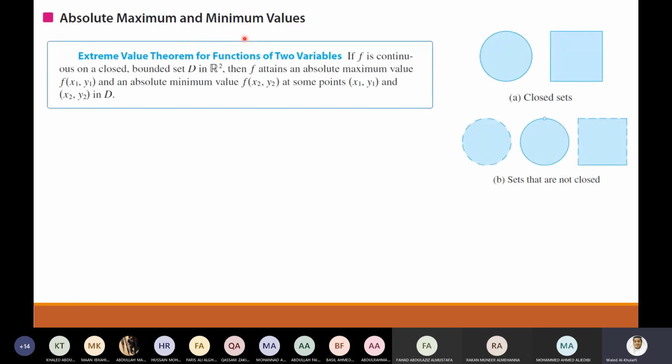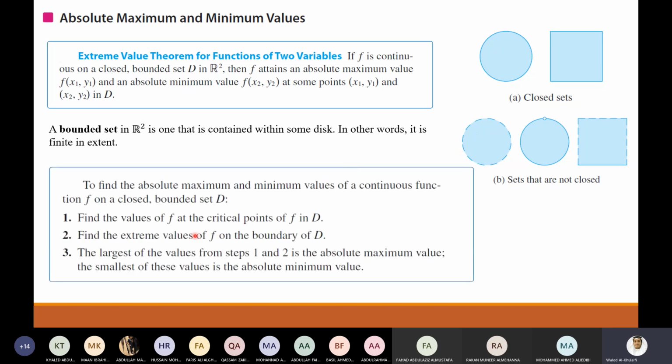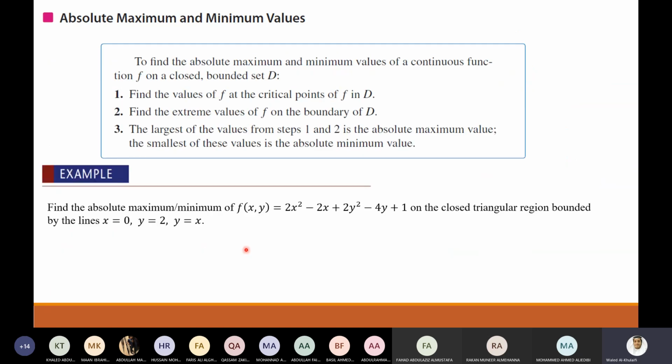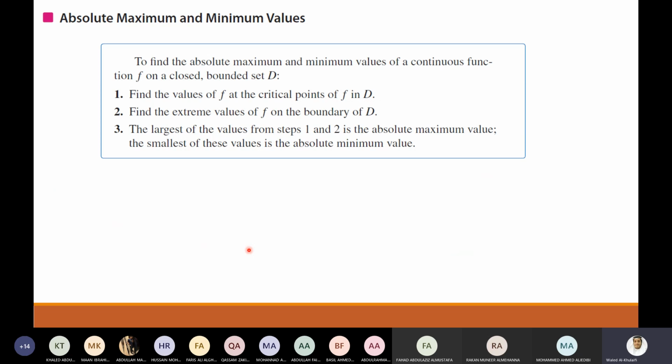And then we talked about the absolute maximum and minimum values on closed and bounded domains. If you have a closed and bounded set, we learned how to do that also. So we need to find the values of the function at the critical points inside D, and then find the extreme values of f on the boundary of D, and then look for the largest and smallest of these. We solved all of these examples, and last time we stopped here at the optimization problem.